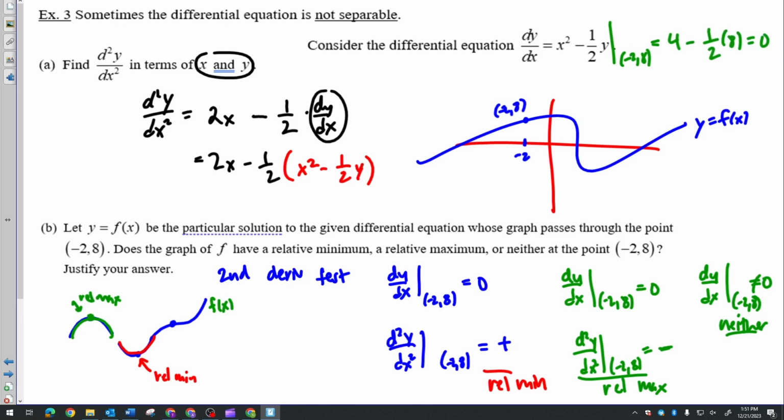And do you see that that's 0? So the first derivative at point negative 2, 8 is 0. So now we've narrowed it down to it's either going to be a relative max or a relative min. So let's go find the second derivative.